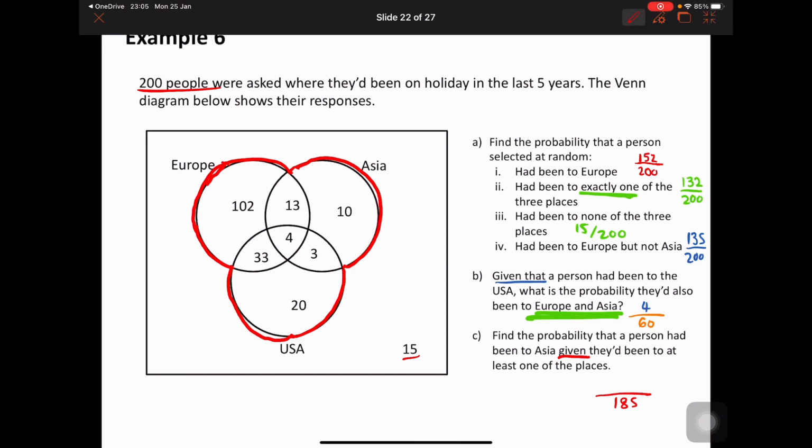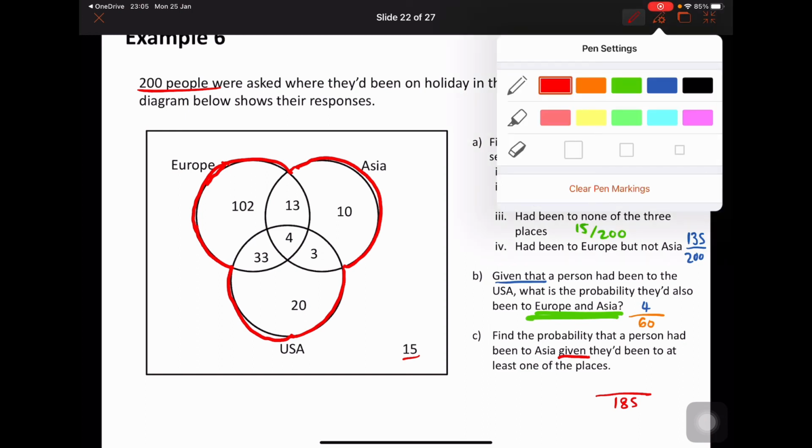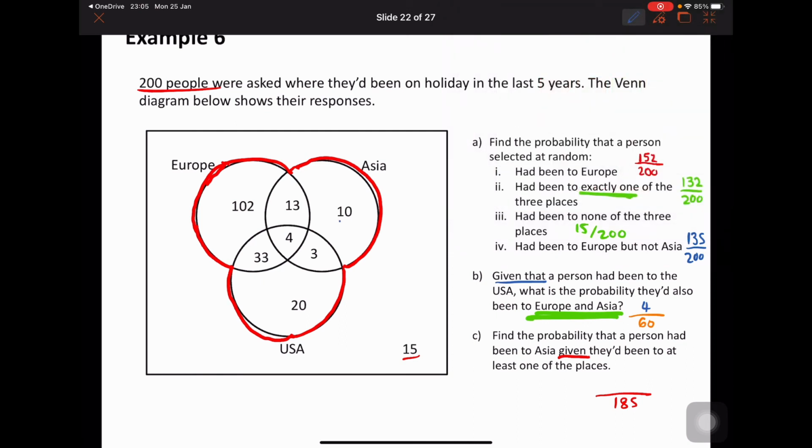Find the probability that a person had been to Asia. Now, with a different color pen, I'm going to underline the people who have been to Asia. So we don't care about Europe right now. We're just focusing on seeing how many people have gone to Asia. So 13 plus 10 is 23, plus 3 is 26, plus this one is 30. Not too many actually. Oops, 30.